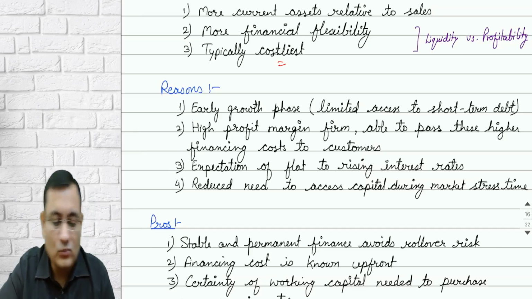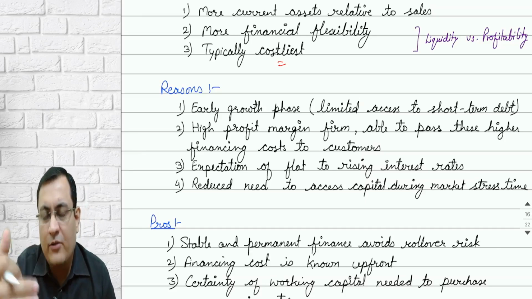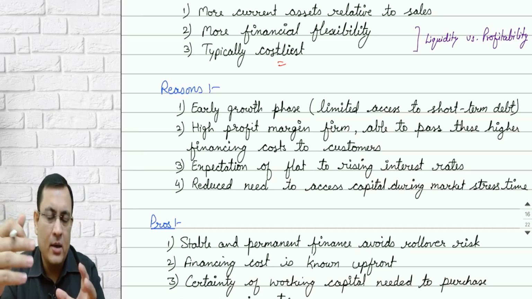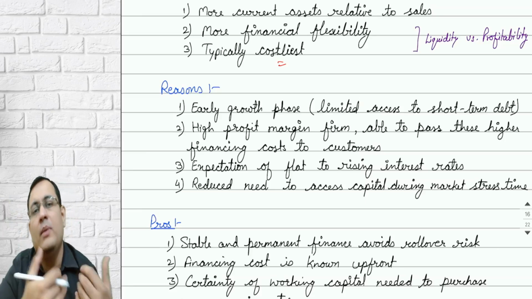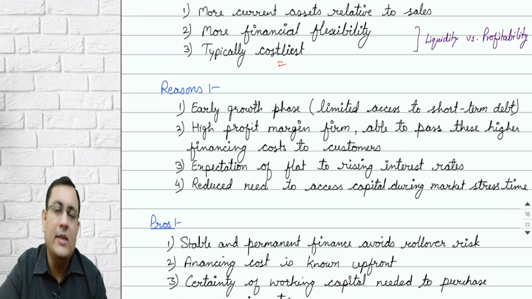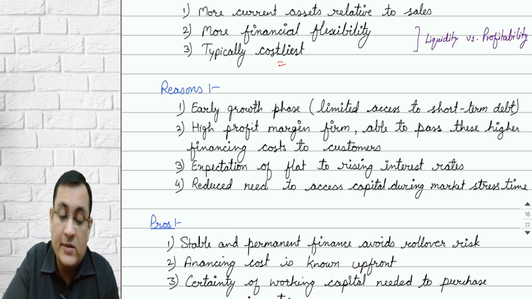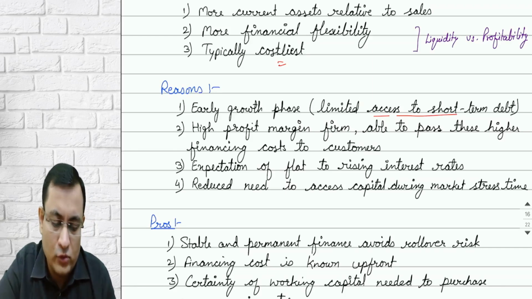Reasons: early growth phase. In the early growth phase, it is very difficult to raise finance for variable current assets easily from the market, because we are new to the market. People will not be investing whenever we want. So generally, these types of companies raise long-term finance. Since they have limited access to short-term finance, that is why they use long-term sources.